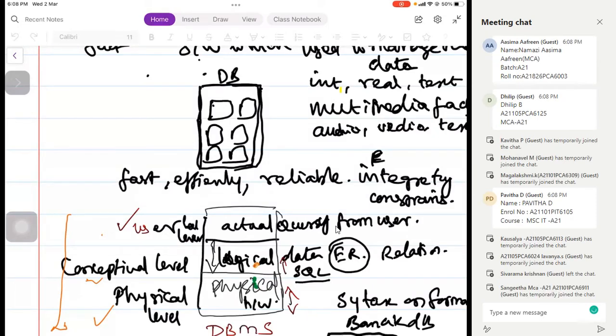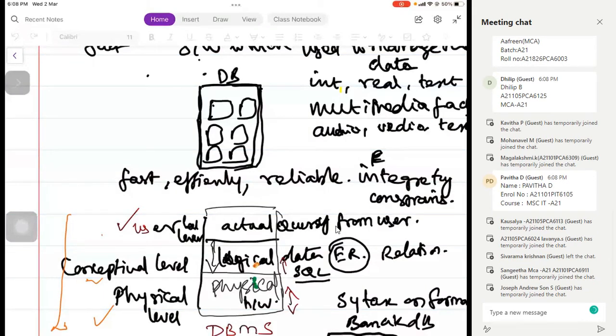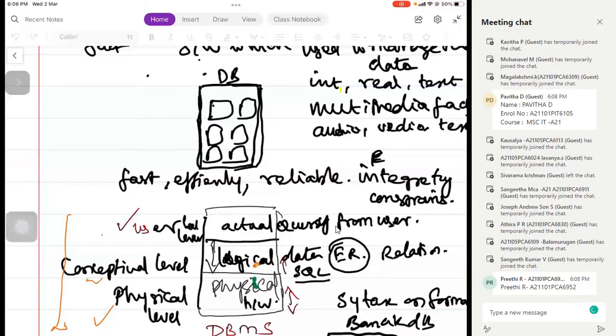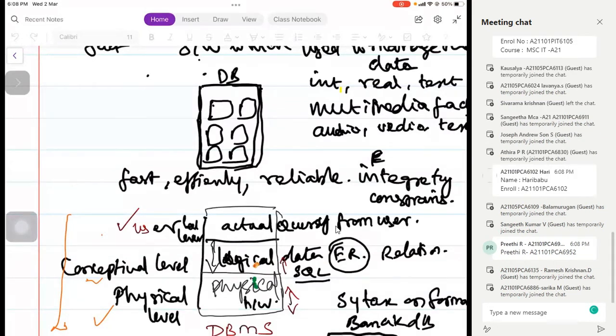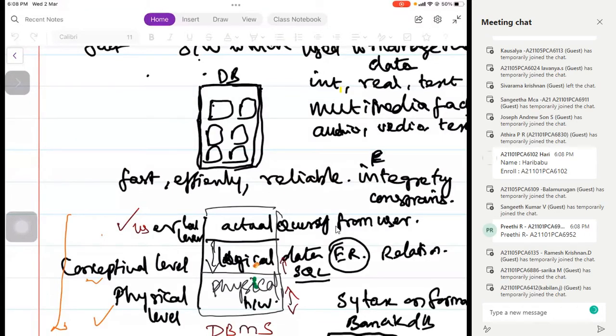Nowadays the cloud plays a vital role in storing data, because we are dealing with big data. We couldn't store it in any single device. Okay, so this type of information deals with the physical level.